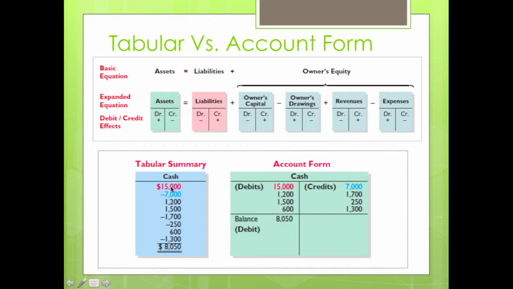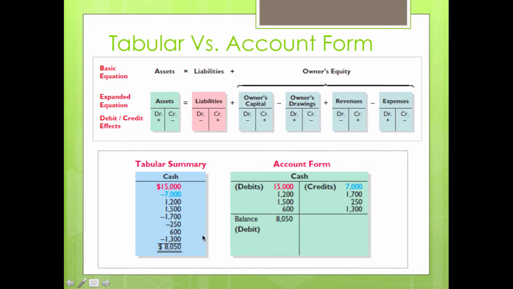You see all these here represents you deposited $15,000, you minus $7,000, you deposited $1,200, you deposited $1,500, and then you minus $1,700. And all that is going to be recorded on the T account for cash as either debit or credit, depending if it's increasing the account or decreasing the account.